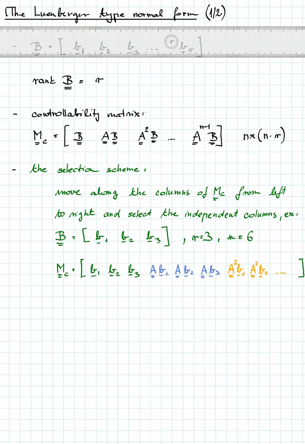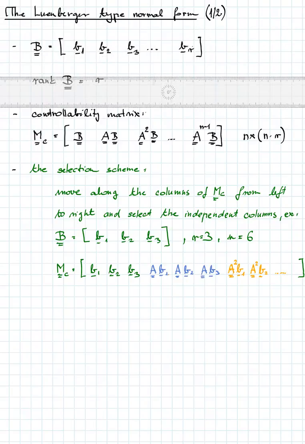The first step of MIMO state feedback control is to perform the so-called Luenberger type normal form. The Luenberger type normal form has a similar aim as the controllability normal form, the diagonal normal form, or the observability normal form in the SISO system. So it's a kind of normal form which has got some advantages, and the advantages of the Luenberger type normal form are shown in these lectures.